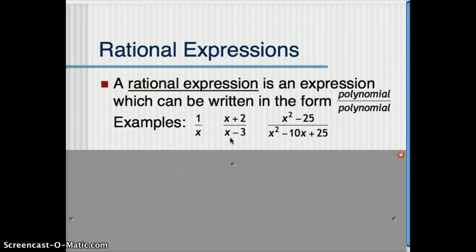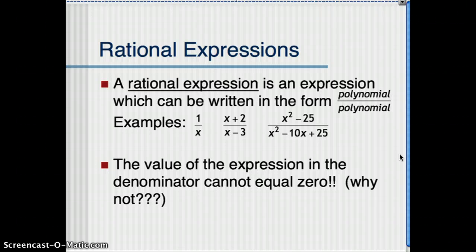Some examples might be 1 over x, plus 2 over x minus 3, x squared minus 25 over x squared minus 10x plus 25. These are all rational expressions. They have polynomial over polynomial. One thing we need to keep in mind, though, is that the value of the expression in the denominator cannot equal 0. So if it was this case, x could not equal 0.